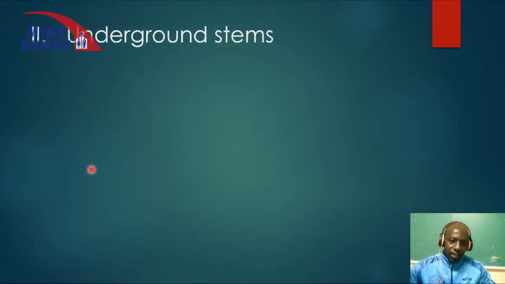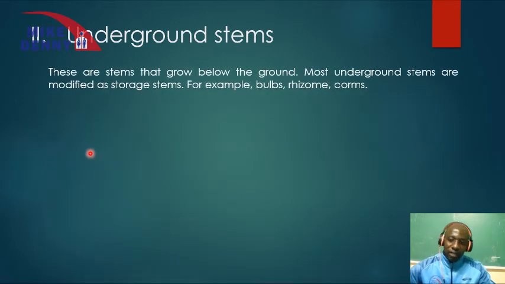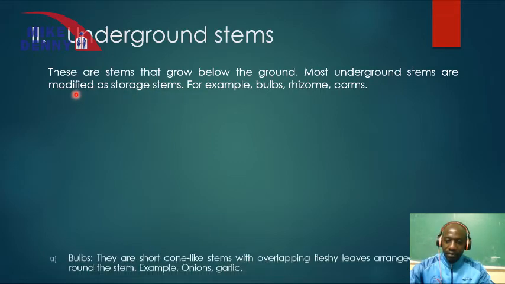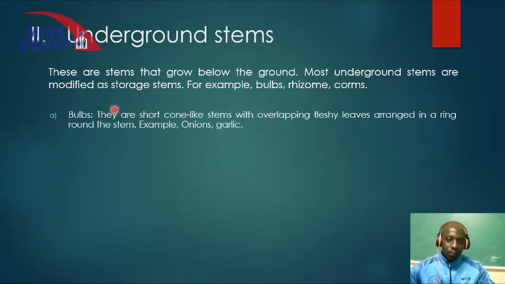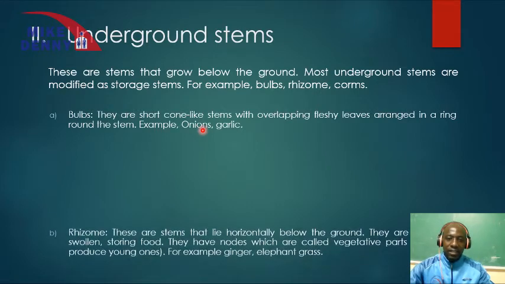Then we'll look at underground stems. And for those underground stems, we have indicated that there are those that grow in the ground. For example, bulb, rhizome, corm. We'll get the examples. The bulbs here, we are referring to short cone-like stems with overlapping fleshy leaves arranged in a ring around the stem. Here we are talking of onions and garlics.